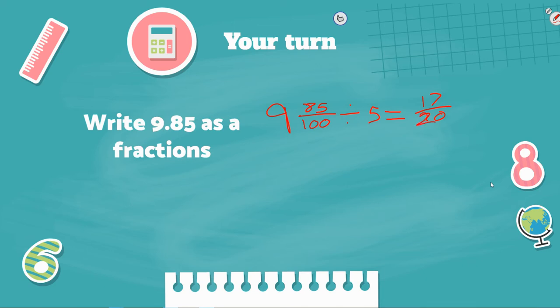Five is the GCF. And you end up with 17 over 20. 9 and 17 over 20. Don't forget that whole number. There we go. Excellent. 100 XP. Don't worry, there'll be another chance for someone else on another one.